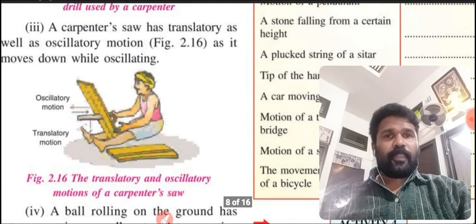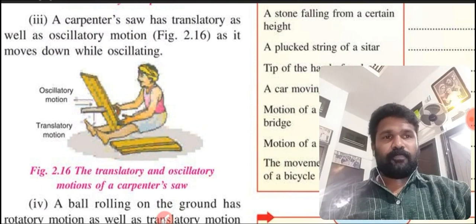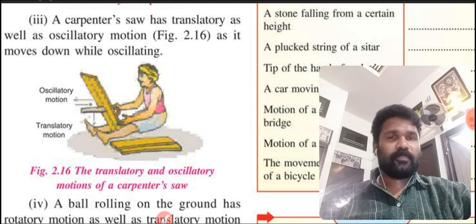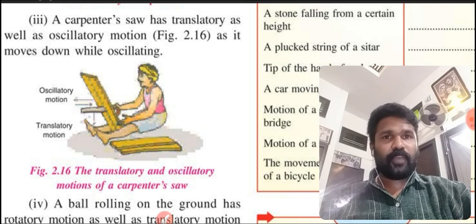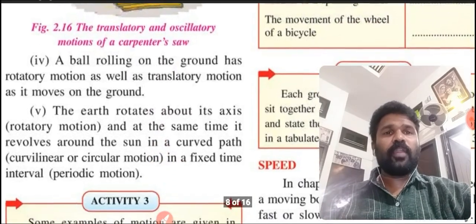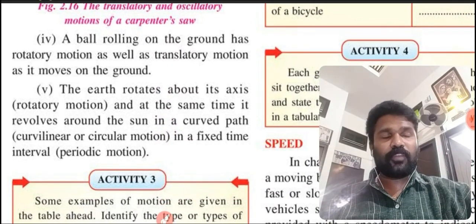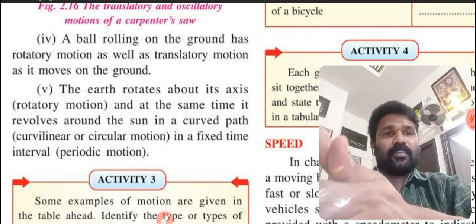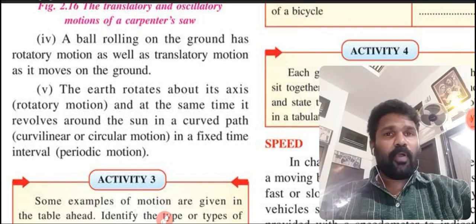And next one, a carpenter's saw has translatory as well as oscillatory motions, as it moves down while oscillating. Another one, a ball rolling on a ground has rotatory motion as well as translatory motion. A ball rolling on the ground, the ball itself rotating and it moves straight. So we can say that a moving ball has two types of motions, rotatory as well as translatory.